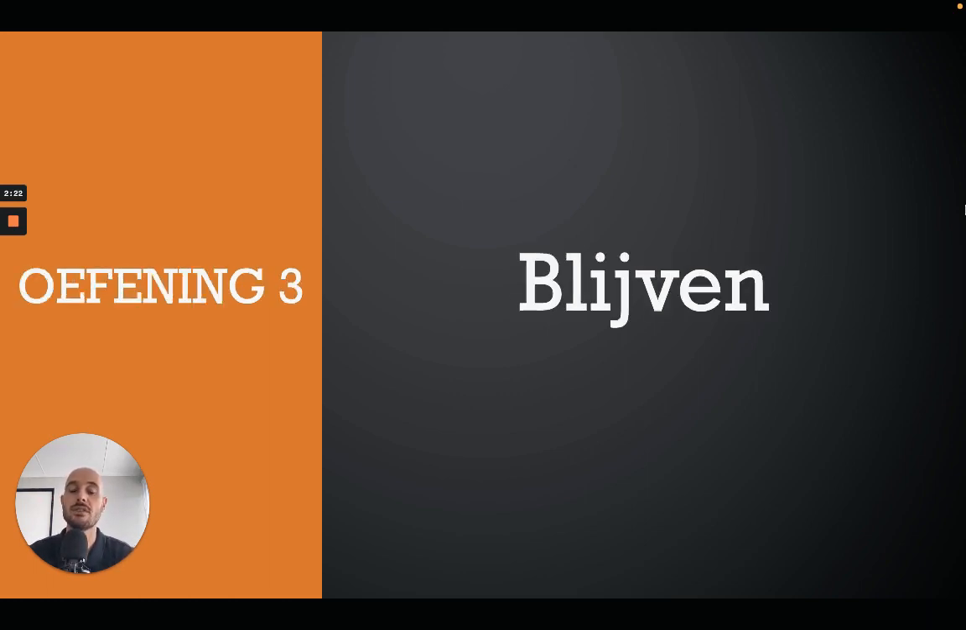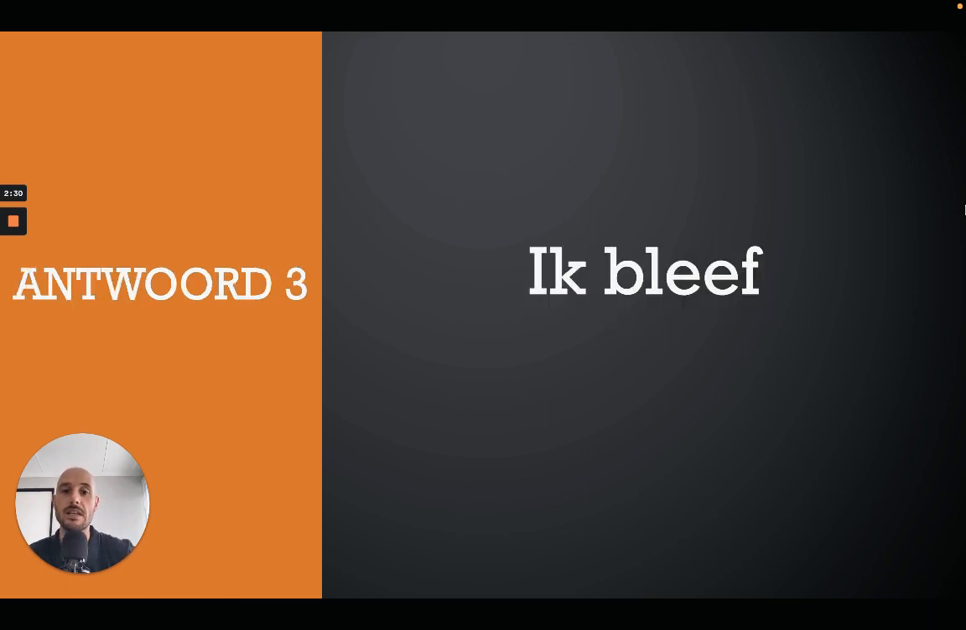We'll go to oefening 3. Oefening 3 is blijven. Blijven is to stay. So how do you say I stayed in Dutch? Okay, correct answer is coming your way, and it would be ik bleef. Ik bleef is I stayed.